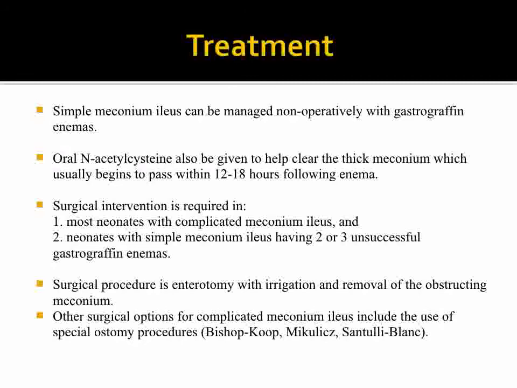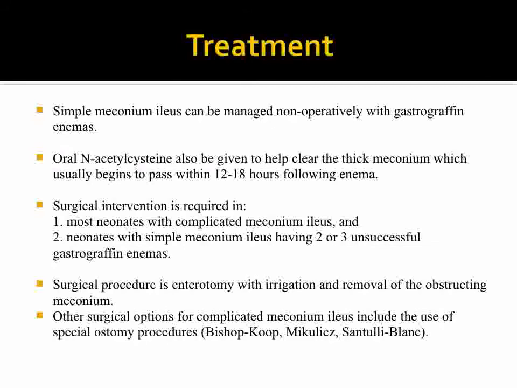So simple meconium ileus can be managed non-operatively with gastrografin enema or N-acetylcysteine. Gastrografin acts by its hygroscopic action, and N-acetylcysteine acts by its mucolytic effect. Okay, oral N-acetylcysteine can also be given to help clear the thick meconium, which usually begins to pass within 12 to 18 hours following enema. Okay, so the primary management of simple meconium ileus is non-operative. We can give either a gastrografin enema or N-acetylcysteine.